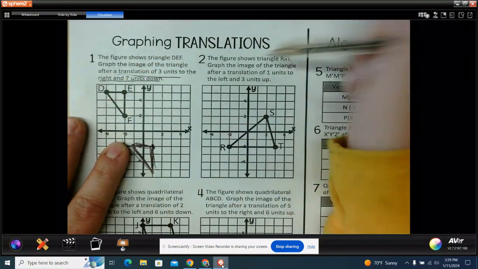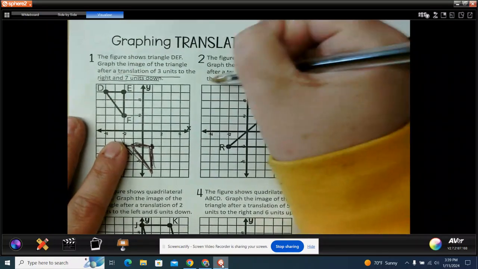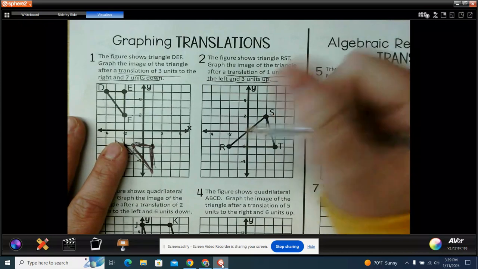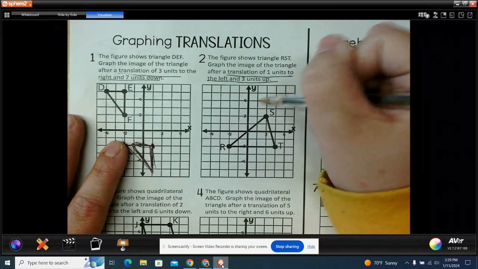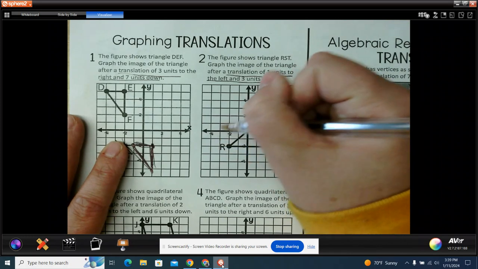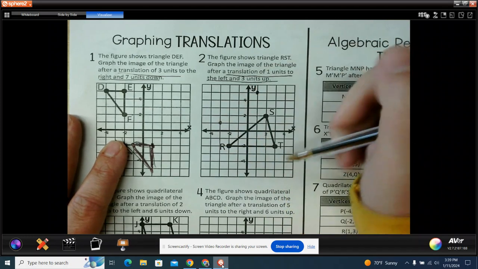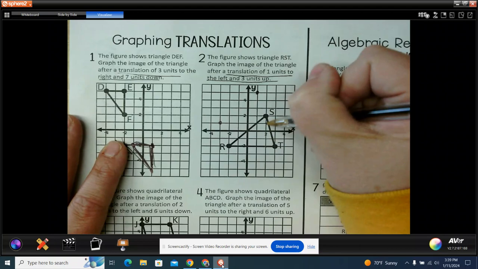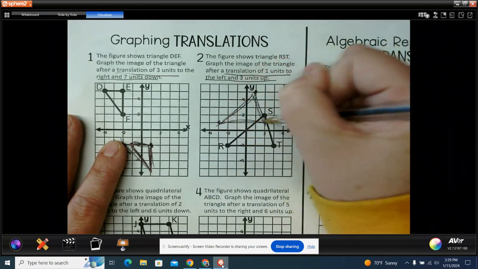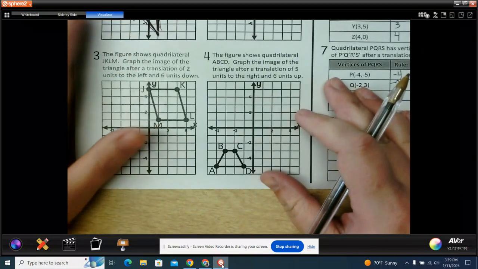All right, so on 2, we're going to translate 1 to the left and 3 units up. So it doesn't matter where you start, any letter. So 1 left, up 1, 2, 3. R, left 1, up 1, 2, 3. And T, left 1, up 1, 2, 3. So again, same shape, just shifted into a different position.